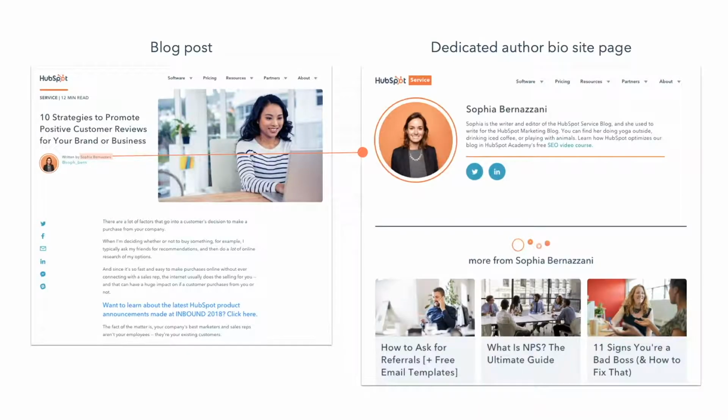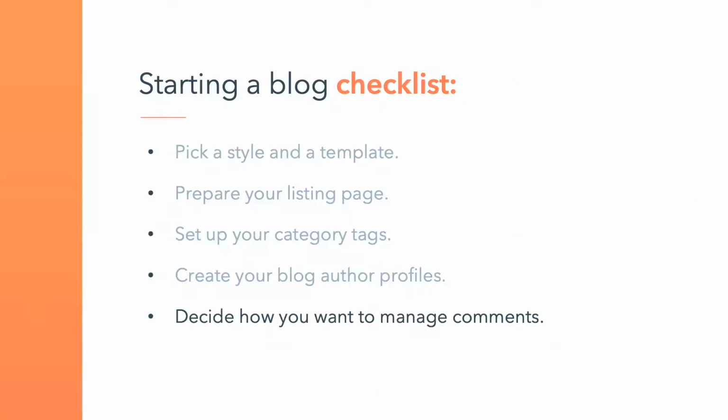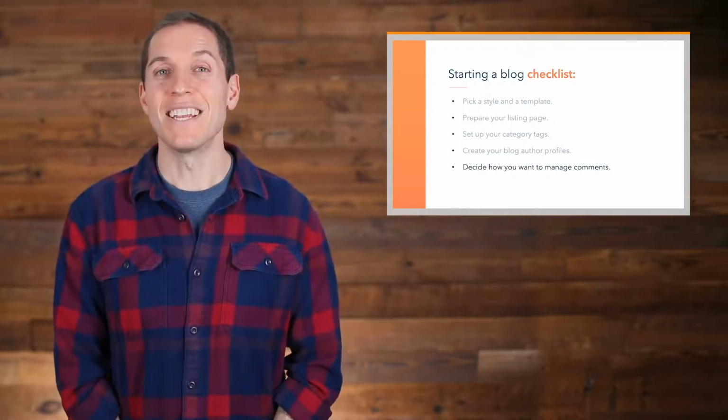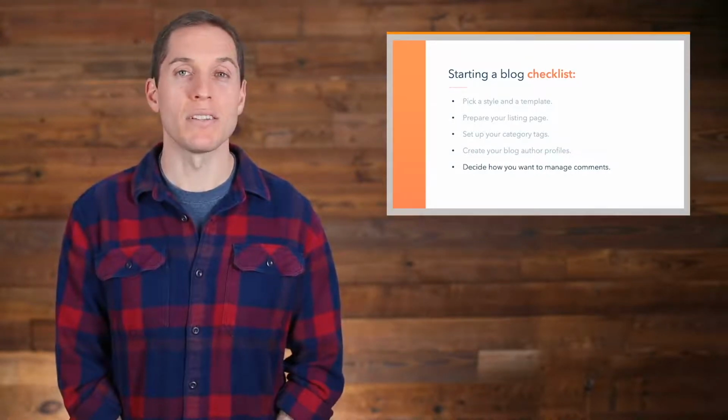Your blog author profiles shouldn't be paragraphs long. Instead, offer a few sentences on the author, a helpful link, and how to find them on social media. Next, decide how you want to manage comments. Before you publish your first blog post, you need to decide how you want to manage comments.